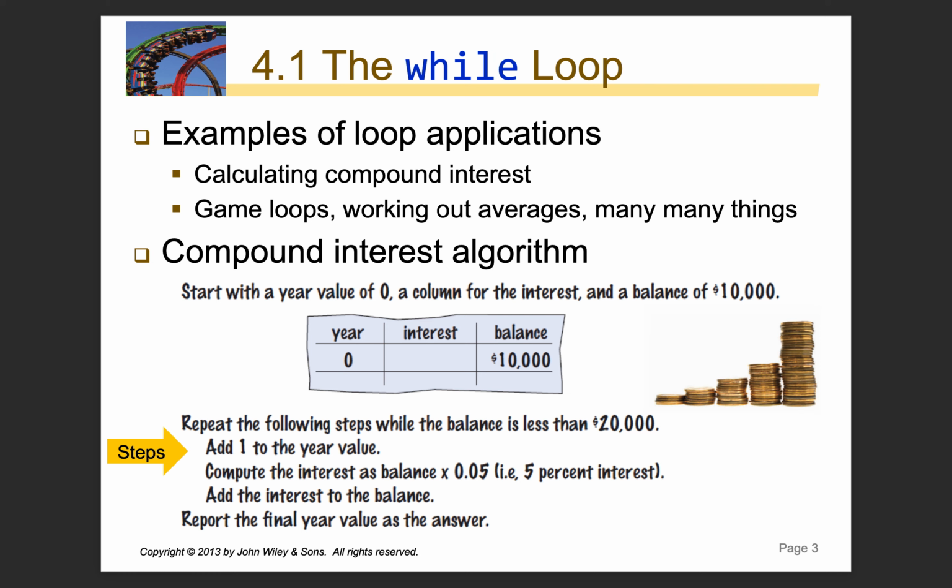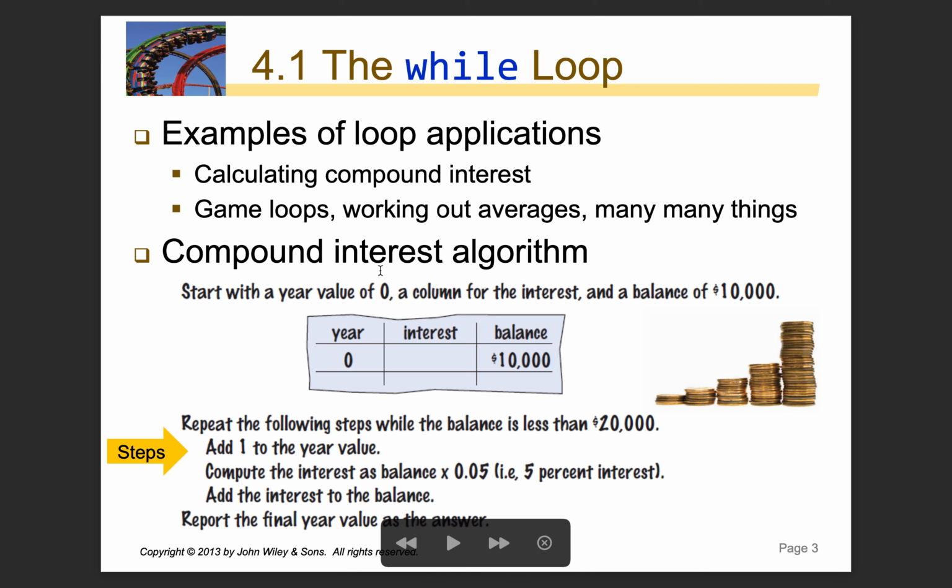Okay, so some examples of where we might be using a loop. If we were calculating compound interest, so you're working out something to do with your money and the interest you're earning. Video game loops are really, really important. If you're working out the average of something, they're used quite commonly across almost all programs. So let's focus initially with this compound interest algorithm.